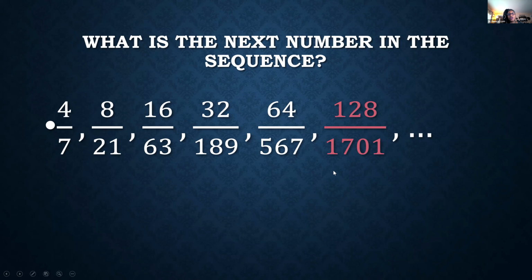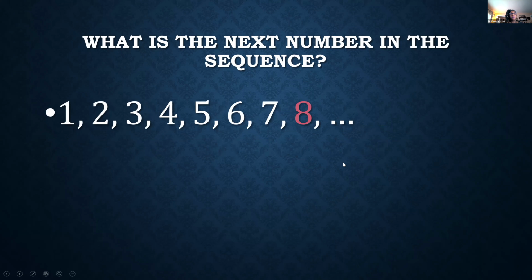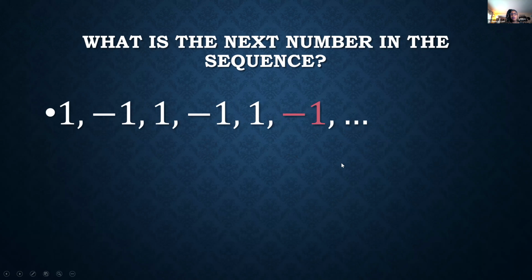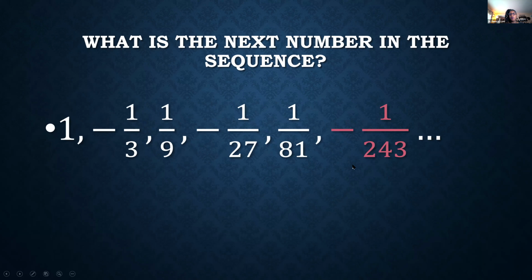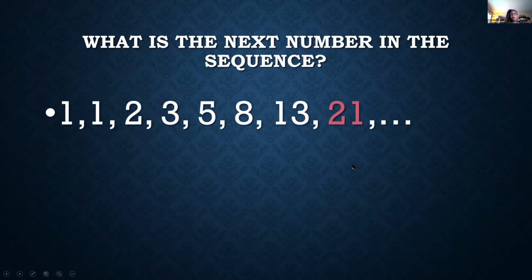All right, I tried to put these in order, but I ran out of time, so we're just going to get them as they come. So that one is right. Of course, that next number was 8. This one was -1. This one was 1/64. That one was -1/243.